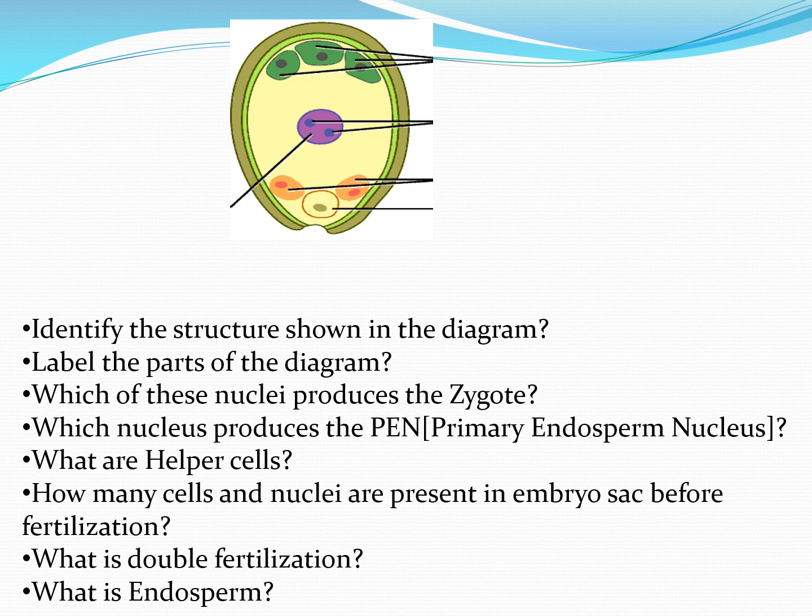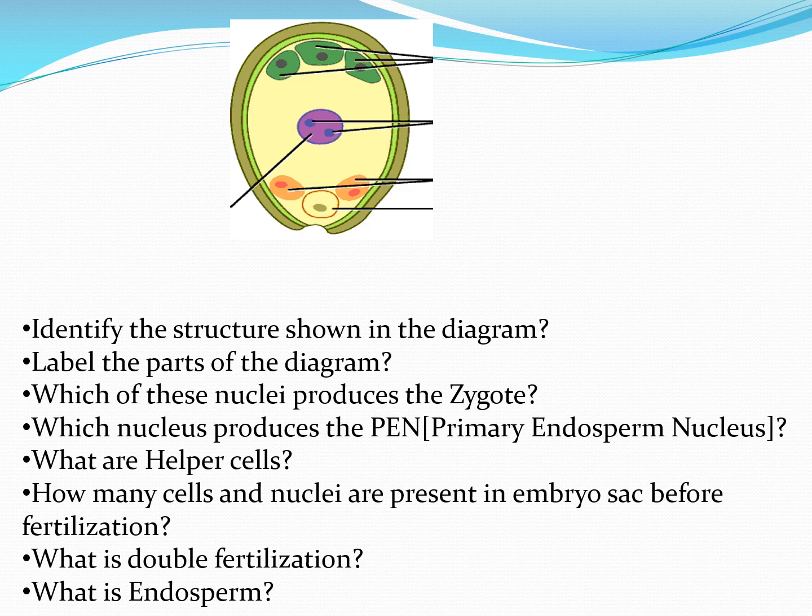Next question, what are helper cells? Synergids are called helper cells. They allow the two male gametes to fuse with two female gametes. That's why synergids are called helper cells.